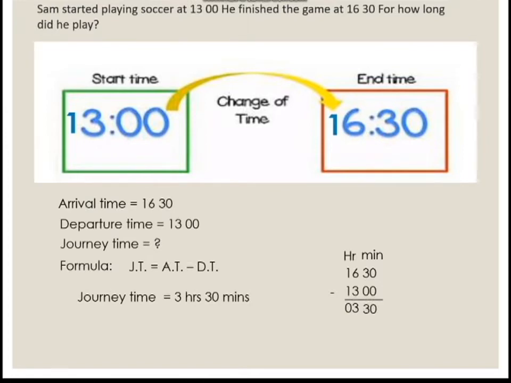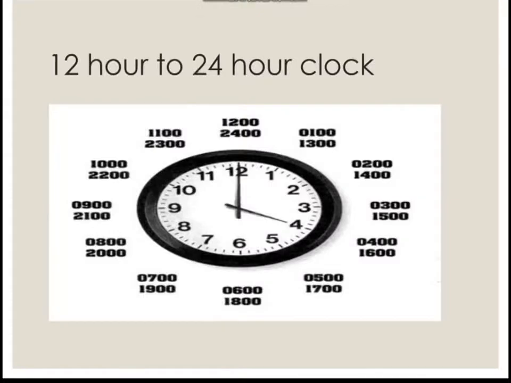Okay, now let's have a look at another example. A car arrived at a town at 15:06 after traveling for 4 hours and 15 minutes. Find the time the car started the journey. First of all, let's look at the timeline. I'm going to draw the timeline. The arrival time is 15:06, which I have written over there. The start time, the departure time, I don't know, but I know the journey time, which is 4 hours and 15 minutes.